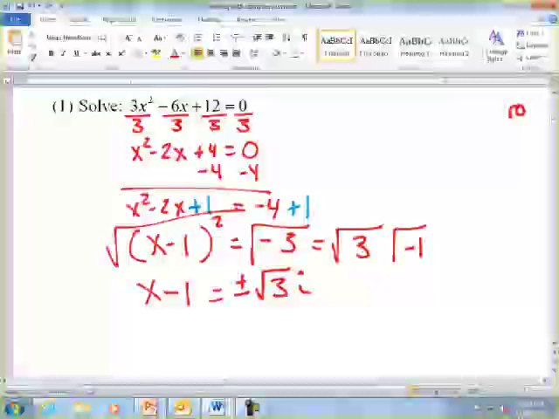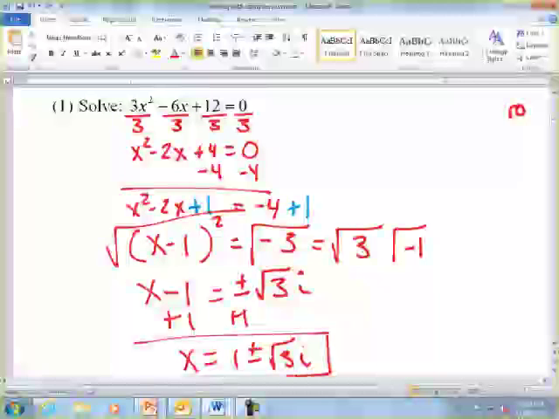We're not totally finished, though, because we want to know what x equals, so how do I get x alone? Add 1 to both sides. So you get 1 plus or minus square root of 3i. You may write this as plus or minus the square root of 3i plus 1 if you want, and do them in the other order. I will always write it this way because this is that a plus bi form.